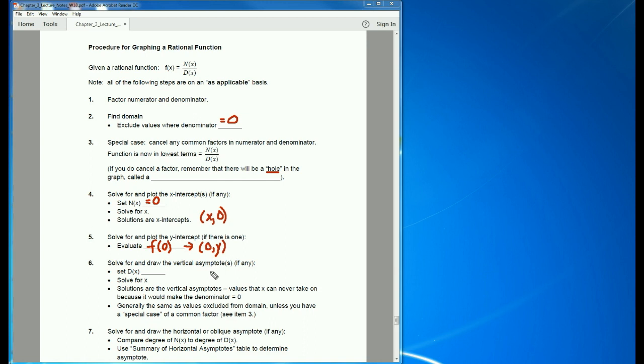Number 6, solve for and sketch in the vertical asymptotes, if there are any. So remember here, set the denominator equal to 0 and solve for x. Which values of x make that denominator equal to 0? The solutions are the vertical asymptotes, the values that x can never take on. And in general, this will be the same as the values that you excluded from the domain up in step number 2, unless you happen to have a special case of a common factor.